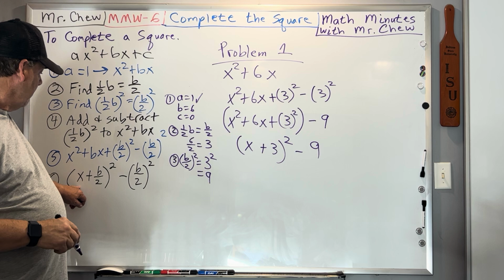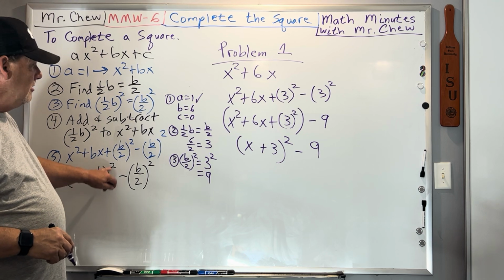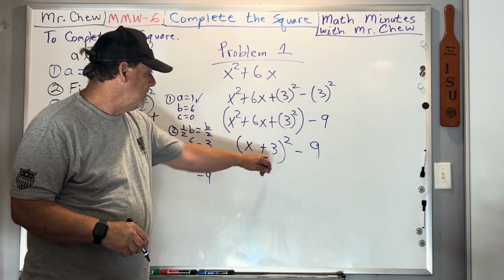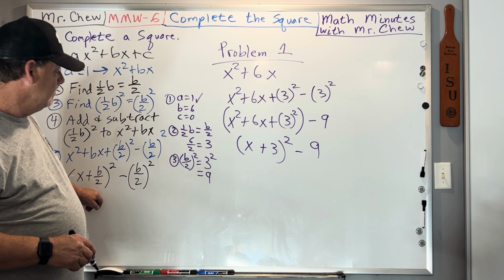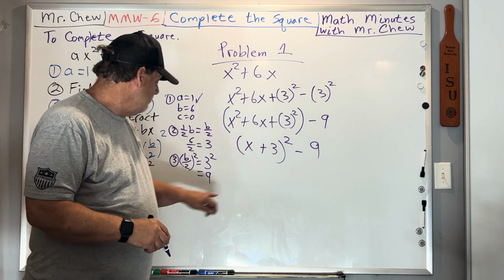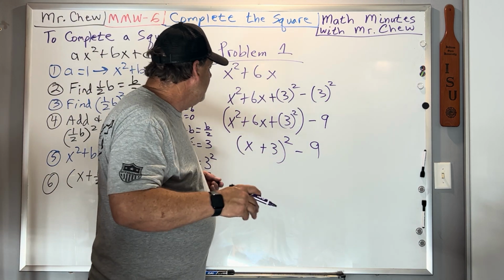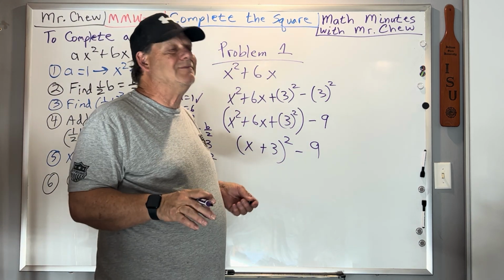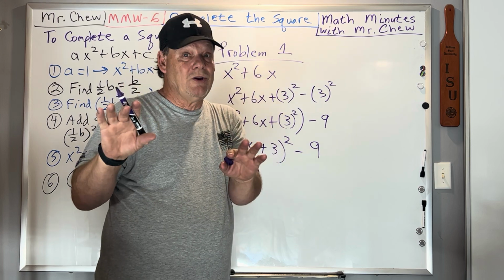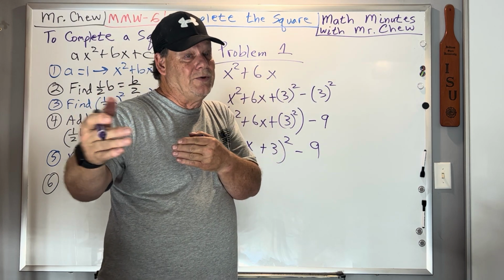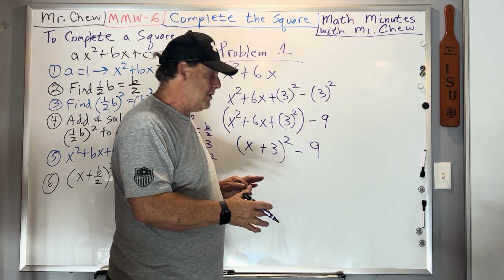Which is what I did here. The x plus b over 2 squared minus b over 2 squared. So you may say, okay, but what does that mean? The meaning when you use this is going to come from Algebra 2. I'm just showing you how to physically do it, right?